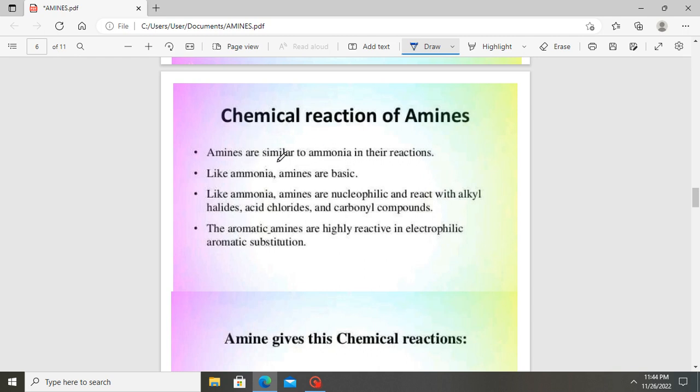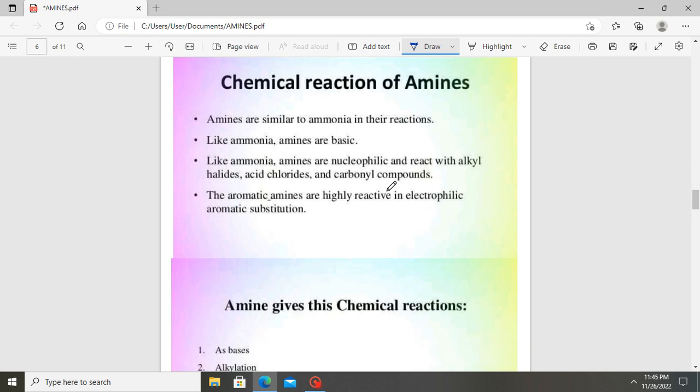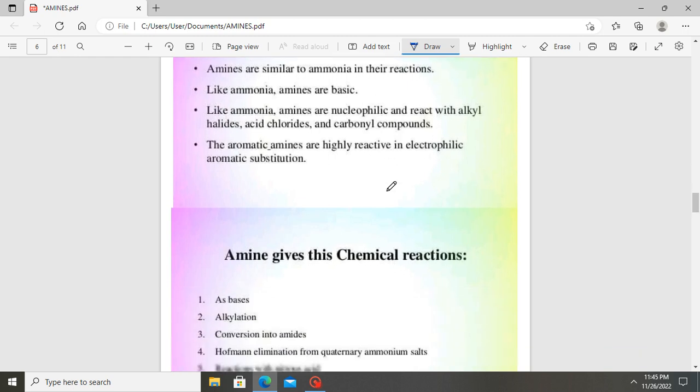Amines are similar to ammonia in their reactions because they all have nitrogens. Amines are basic because they have lone pairs, which also make them nucleophilic, and they react with alkyl halides, acid chlorides, and carbonyl compounds. They are basic because they can accept protons to form a cation, and nucleophilic because they have lone pairs of electrons to attack positively charged or highly electropositive compounds.